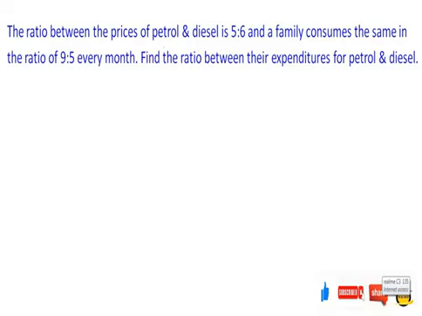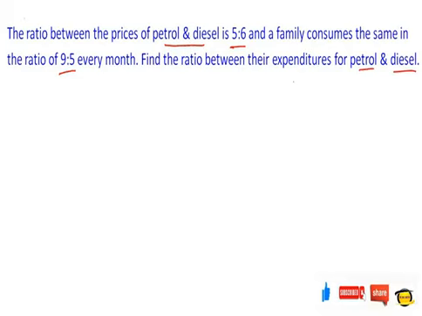The ratio between the prices of petrol and diesel is 5:6 and a family consumes the same in the ratio of 9:5. Find the ratio between the expenditures for petrol and diesel. In order to proceed further, we should understand the relationship between expenditure, consumption and price.